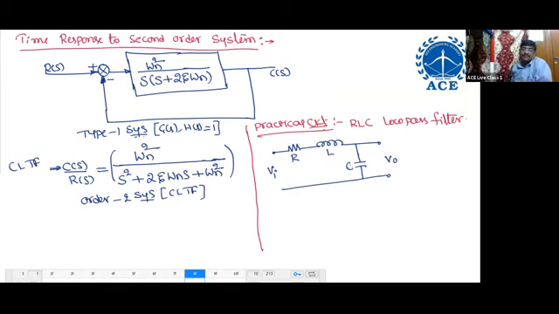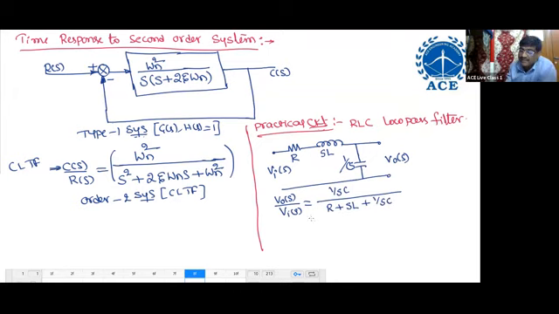RLC low pass filter. Now this is sL, this is 1 by sC. This is V naught of s, Va of s. Find the transfer function. V naught of s by Va of s equals the impedance across the output, 1 by sC, by the total circuit impedance, R plus sL plus 1 by sC.